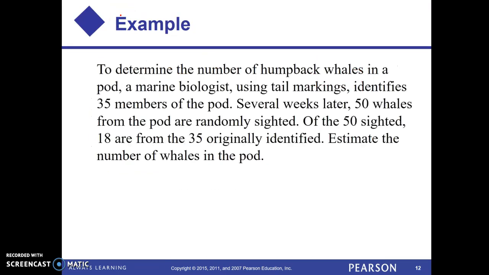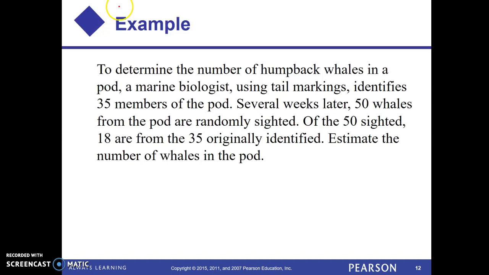Now determine the number of humpback whales. Another example. Humpback whales, they're cool. In a pod, a marine biologist using tail markings. This happens out here on Sandy Hook all the time. They mark various kinds of fish and whales and so on with the tail markings. Identifies 35 members of the pod. Several weeks later, 50 whales from the pod are randomly sighted. Of the 50 sighted, 18 are from the 35 originally identified. Estimate the number of whales in the pod.